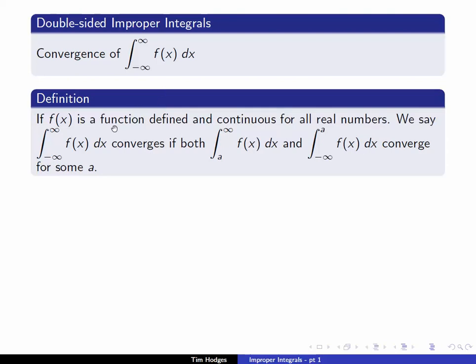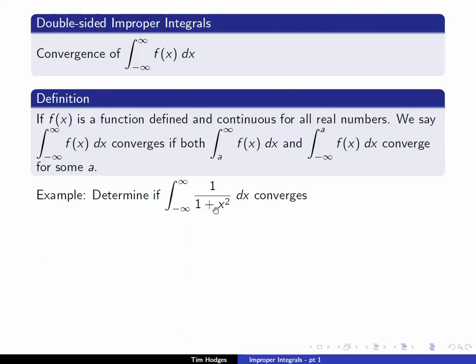So we say that this doubly infinite improper integral converges if we can find an a such that both the integral from a to infinity and the integral from minus infinity to a converge. And in that case, we say that the value of this is the sum of these two things. And it's easy to see that in this case, it doesn't matter which a we choose. We'll get the same answer whatever a we choose. So let's have a look at an example.